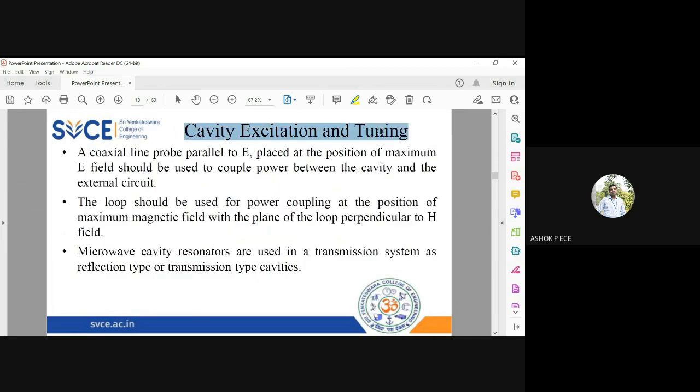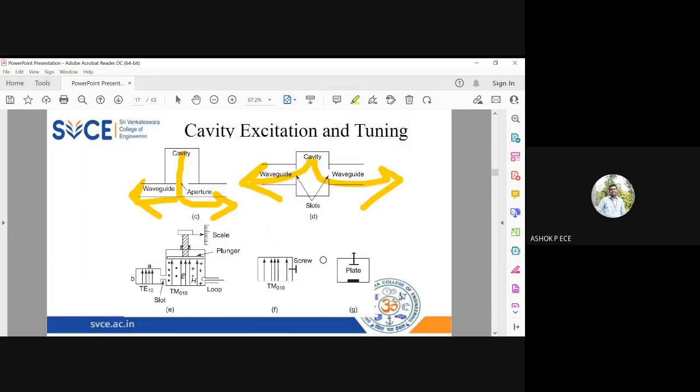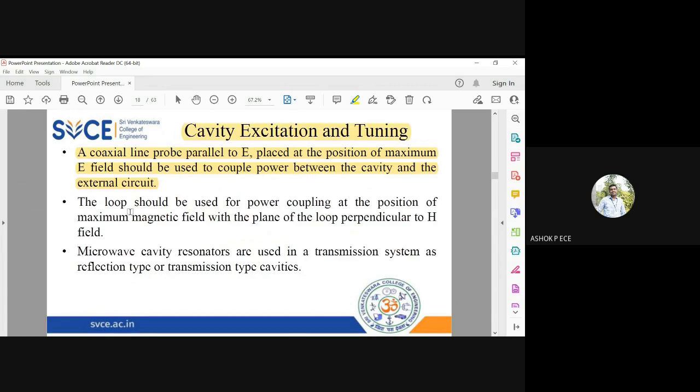Cavity excitation and tuning. For a coaxial line, if you keep a probe parallel to E at the position of maximum field, you can couple the power. See here, if you keep it in a horizontal position parallel to the electric field direction, you can couple power in this direction. And if you keep it perpendicular to the magnetic field, you can couple power in this direction. So depending on where you keep your probe, you get maximum power in the corresponding direction. It should be perpendicular to H or along the direction of E.